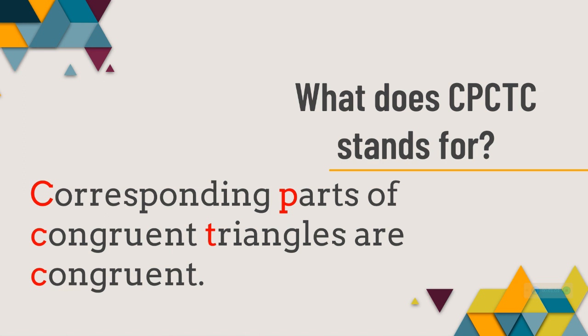CPCTC stands for a statement wherein corresponding parts of congruent triangles are congruent. As you have seen in this slide, we have the red ink because those are the representations of CPCTC. The first C means corresponding. P, parts. The second C, congruent. T, triangles. The last C is also congruent. So again, CPCTC means corresponding parts of congruent triangles are congruent.